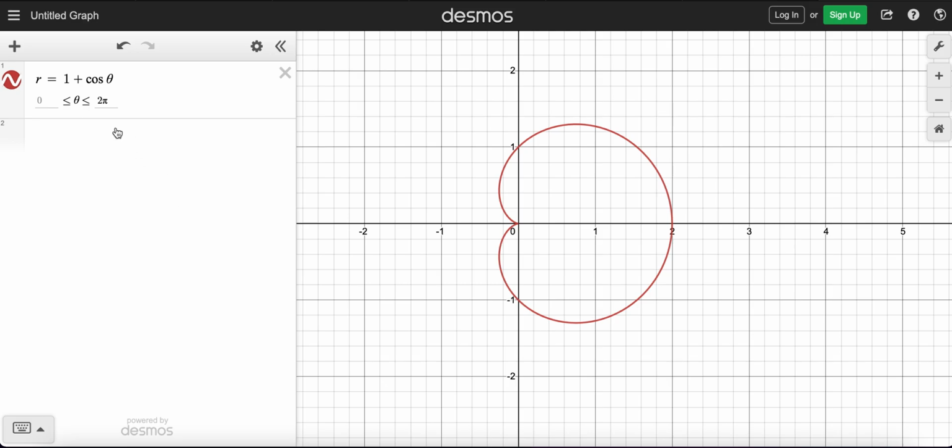But if you wanted to, you can also graph it out on Desmos if you have access to it, and you can test out the bounds, something that is very useful. So that's essentially graphing polar curves on Desmos.